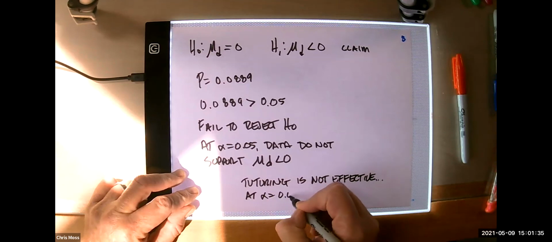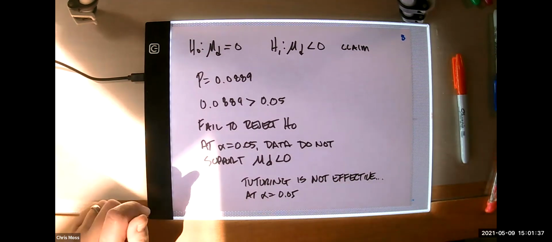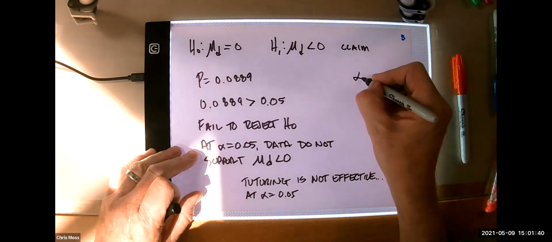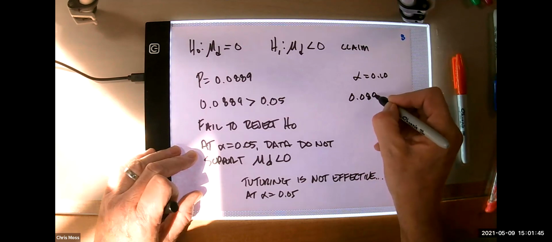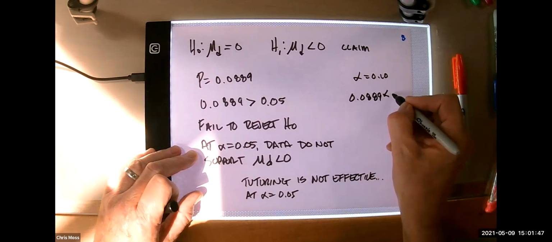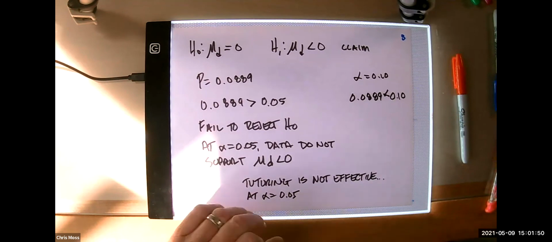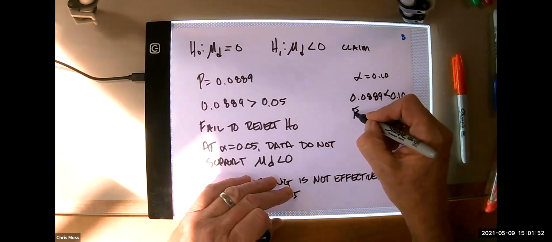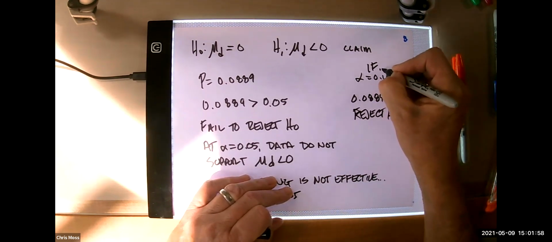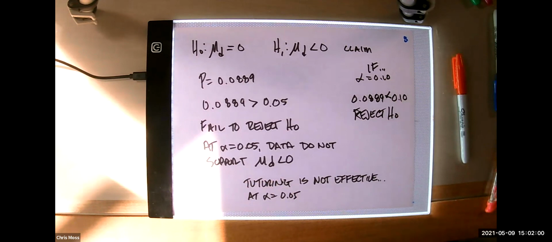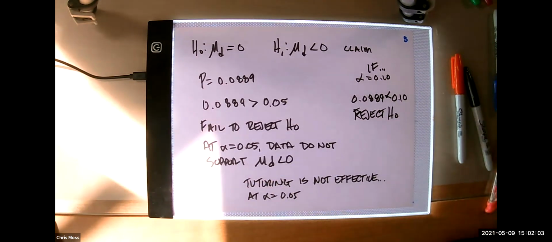At alpha equals 0.05, but if my alpha was 0.10, in that case, my p-value is less than my alpha, and we reject H0. And that's only if. But it's worth noting that it's a fairly reasonable p-value. If the alpha was a little bit larger, we'd be rejecting it, and we'd say the tutoring was effective. All right, that pretty much brings me to the end.